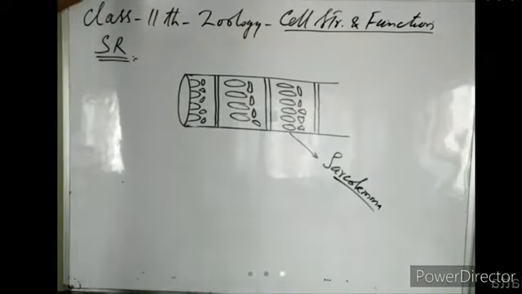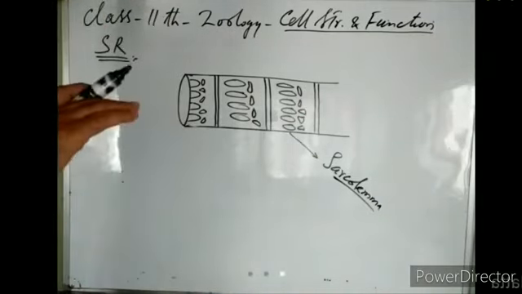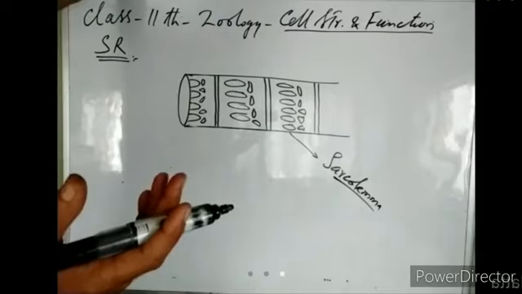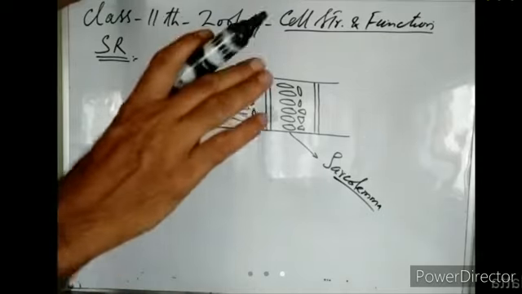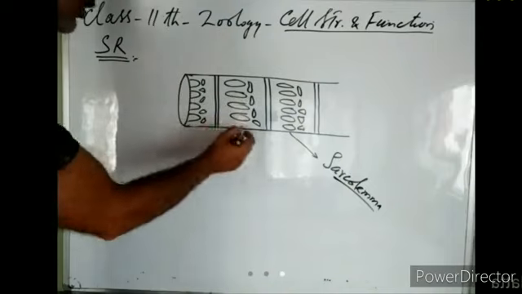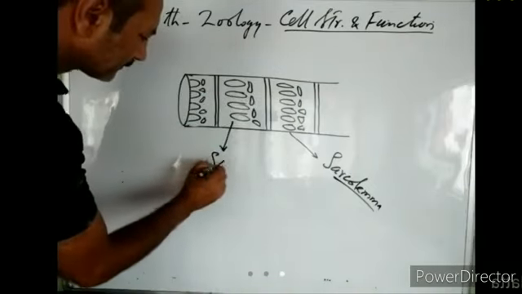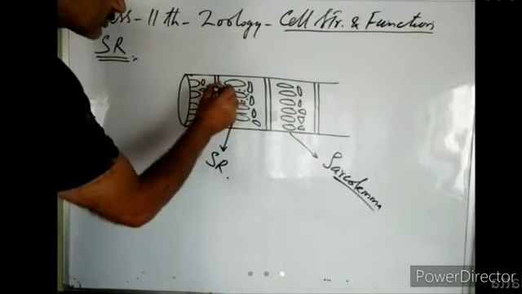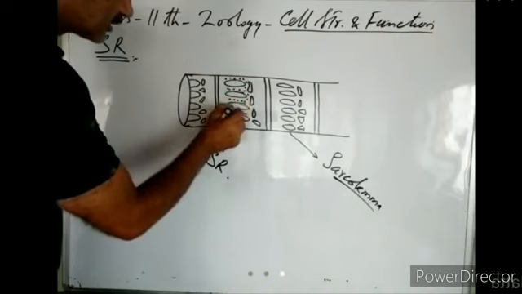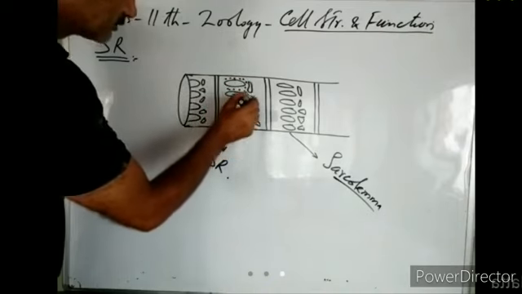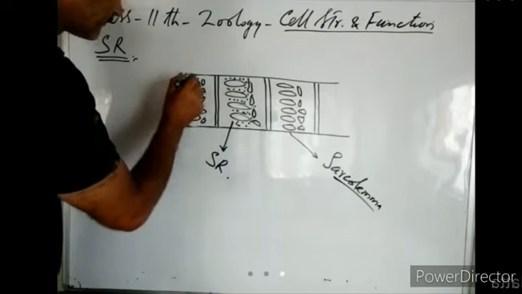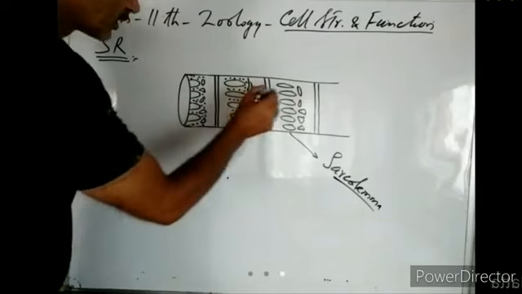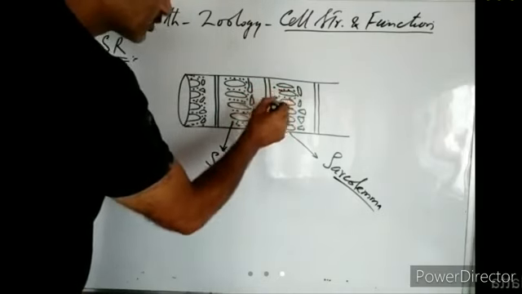So I will repeat again. When we remove the sarcolemma of a muscle cell, just below it we find many nuclei, right? Now we remove those nuclei. Just below the nuclei, we find sarcoplasmic reticulum, which is in the form of tubules. The dotted areas indicate the tubules of the sarcoplasmic reticulum.